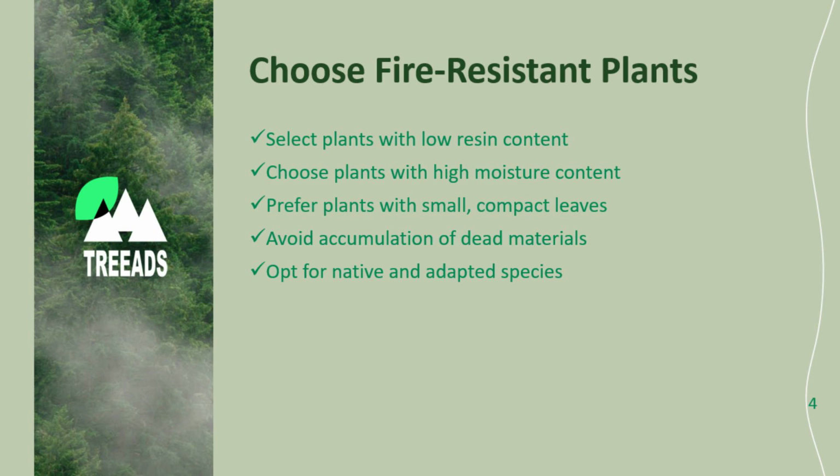3. Leaf shape. Plants with small leaves or needles are better than those with large, broad leaves. Small, compact leaves reduce the surface area available for ignition. 4. Non-accumulative dead materials. Avoid plants that drop a lot of dead leaves, needles, or bark. These can accumulate and become a fire hazard. 5. Native and adapted species. Opt for plants that are native to your region or well adapted to the local climate. They are more likely to withstand fire conditions.